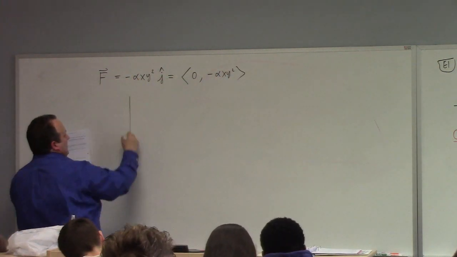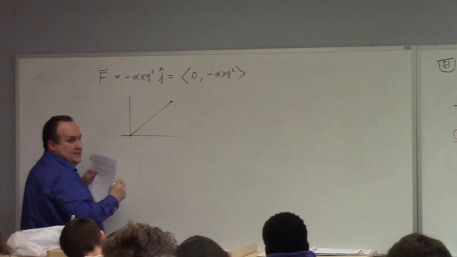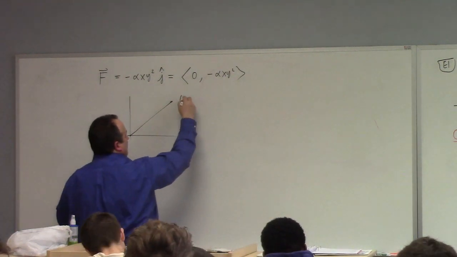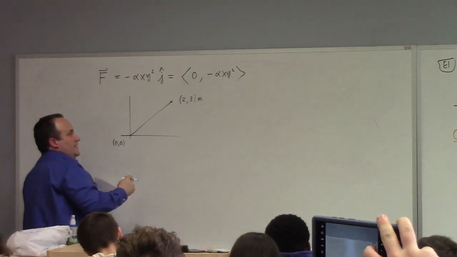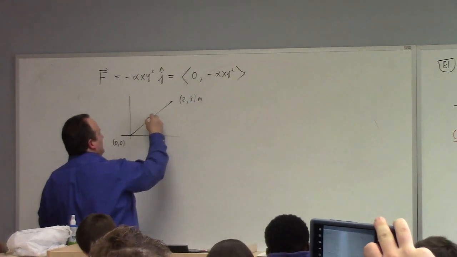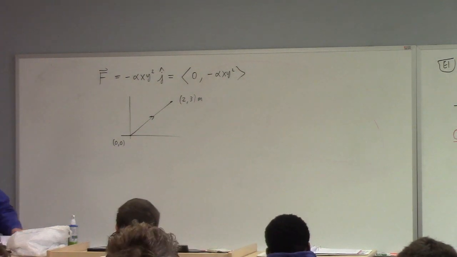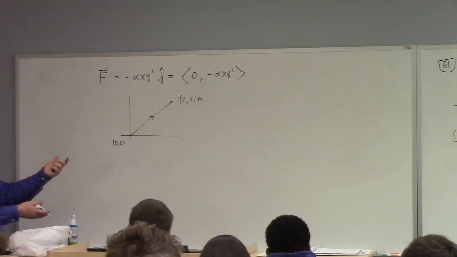And they might ask you to find the work done to go from here to here, where this point is (0, 0) and this point might be, I don't know, (2, 3) in meters. And so the question then is, first of all, it's not a conservative force, so we can't do the potential energy thing. How do you actually calculate the work done?